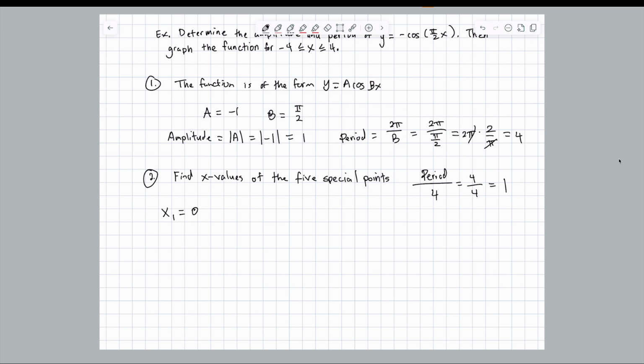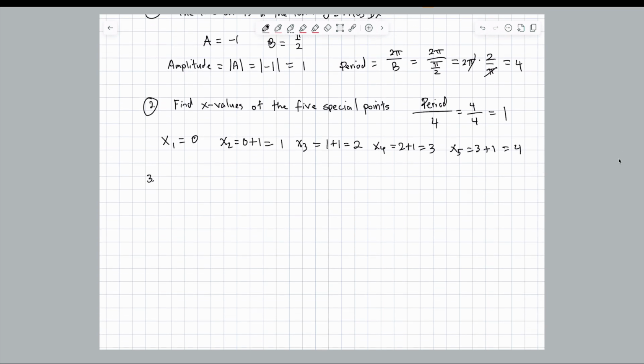So x1 is 0, x2 would be 0 plus 1, which gives us 1, x3 would be 1 plus 1, which gives us 2, x4 would be 2 plus 1, which gives us 3, and x5 would be 3 plus 1, which gives us 4.